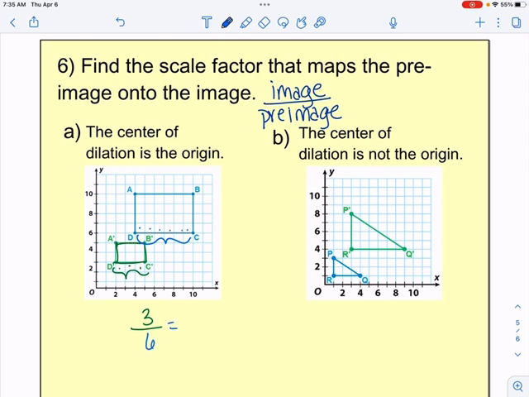So again, if you can reduce, reduce. 3 goes into both 3 and 6. So 3 goes into 3 once and into 6 2 times. So your scale factor here is 1/2. Okay, we'll do the same thing for part B.